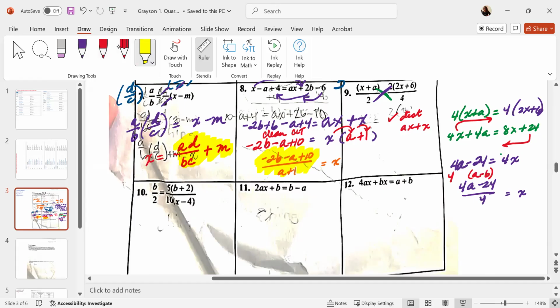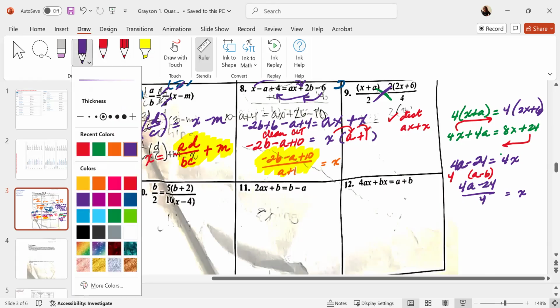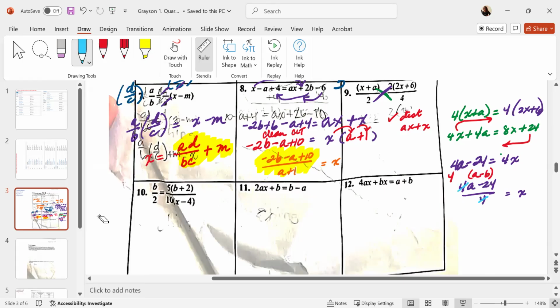If you have a 4 on top and bottom of a fraction, you know you can cancel them, right? So cancel them. No, sorry, this one here. A minus 6 equals x. That's your answer. Did you have that?